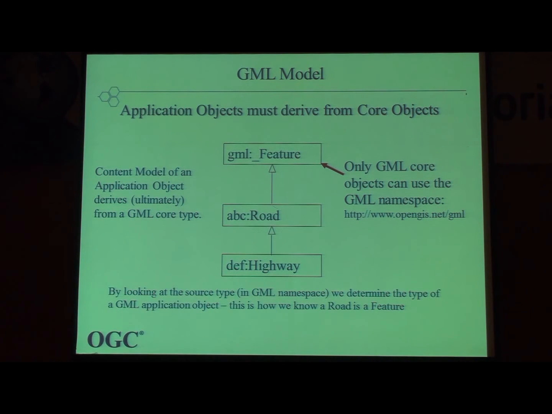Now, by looking at the source type of any application schema, you can always tell what kind of GML object it is. You can tell if a road is a feature type, but there are other kinds of objects like metadata objects and geometry objects, and these are all strongly typed so that software can go through and find out what are all the objects in some application data files.